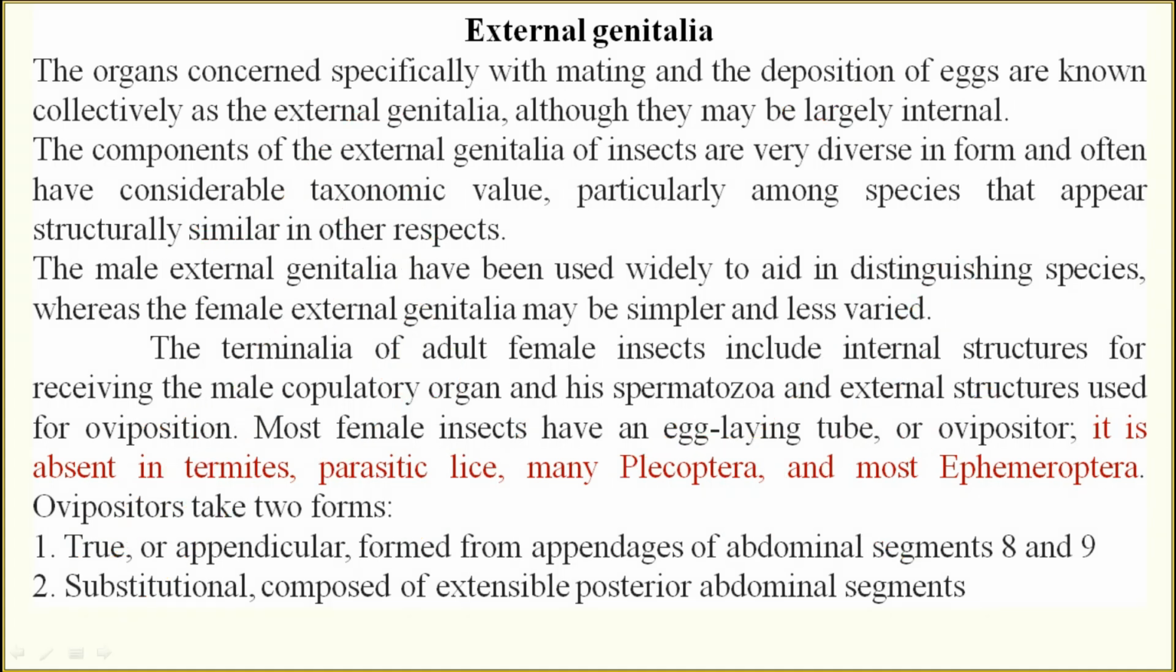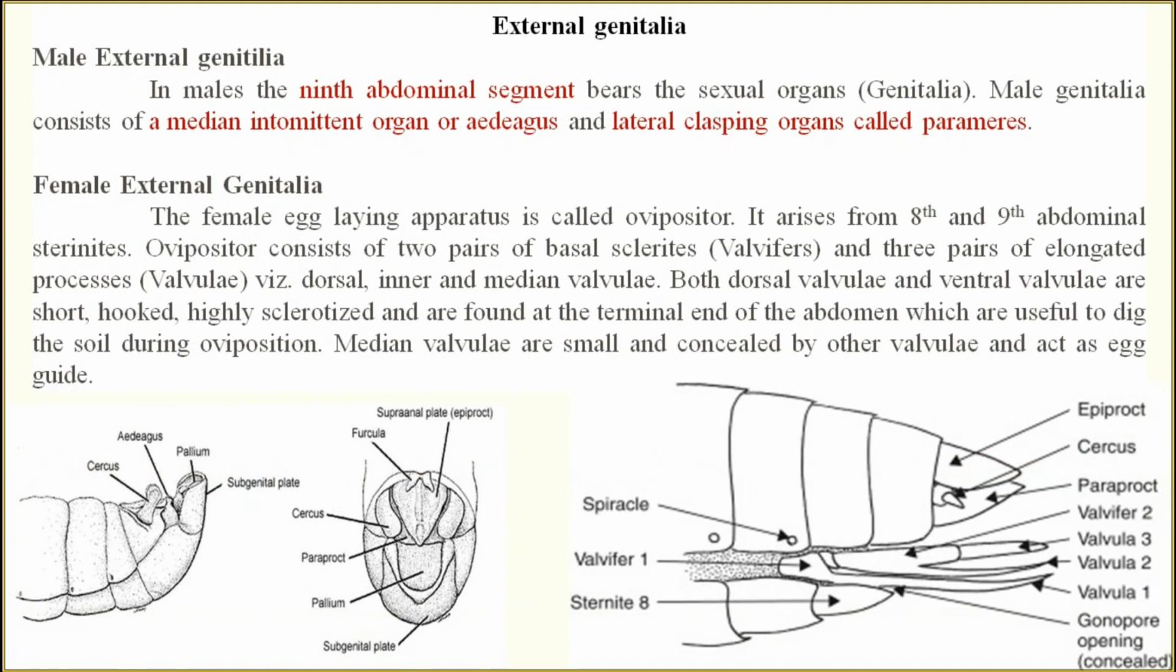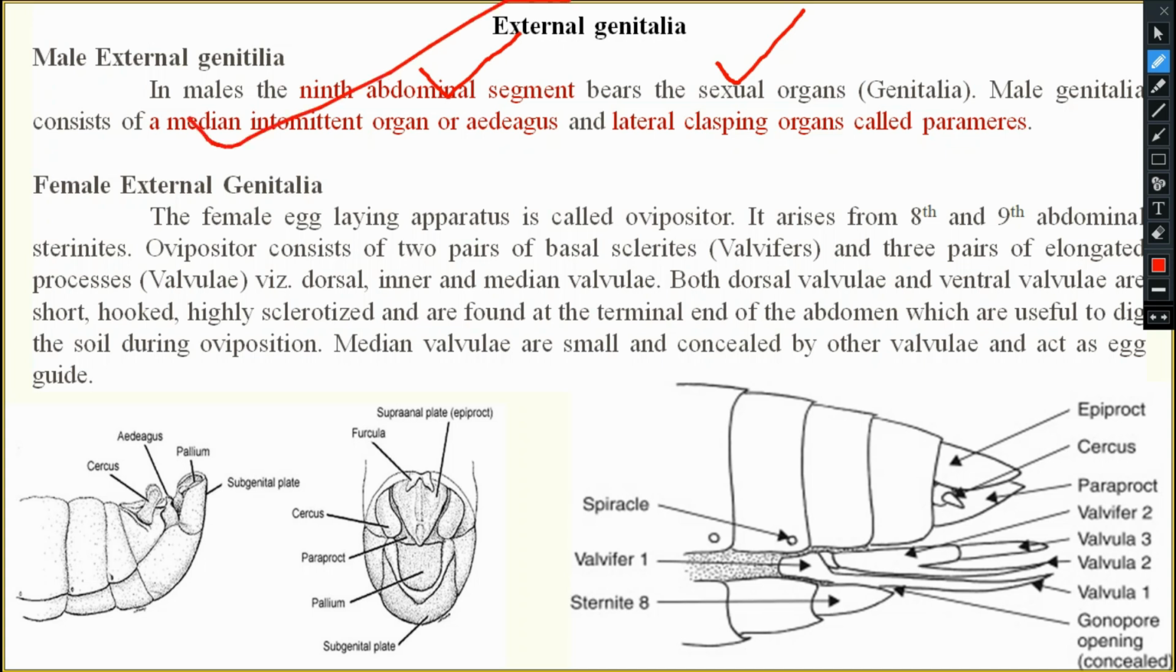Understood? Everything we have discussed already. In males, the 9th abdominal segment bears the sexual organ, also known as the aedeagus or penis. Male genitalia consist of a median intromittent organ, also known as the aedeagus or penis, and lateral clasping organs called parameres. Structurally not that much visible. Just near the cerci, those parameres will be there for holding the female. But in case of male cockroach, there are anal styli. It differs from insect to insect.